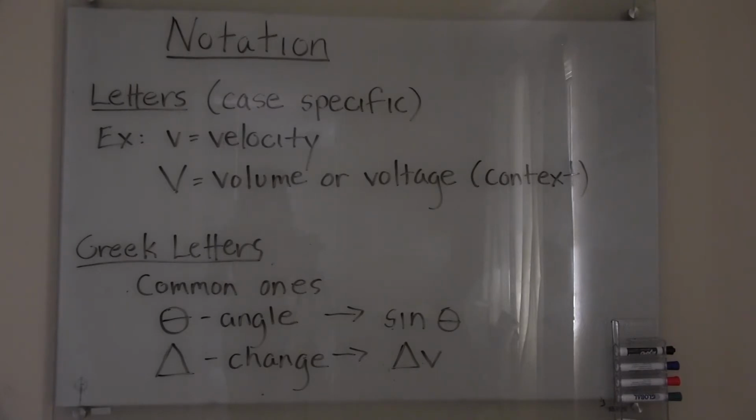We also use Greek letters. Some common ones that you should learn right now are theta, which is our notation for angle, and delta, which is our notation for change. So for example, we might be talking about any angle, we could refer to sine theta. And if we use our delta, we might want to say delta V, which would mean the change in velocity.